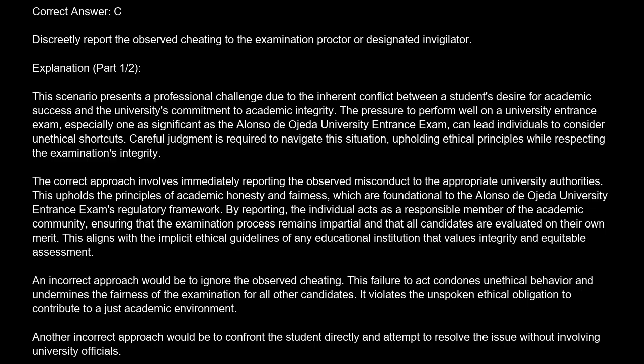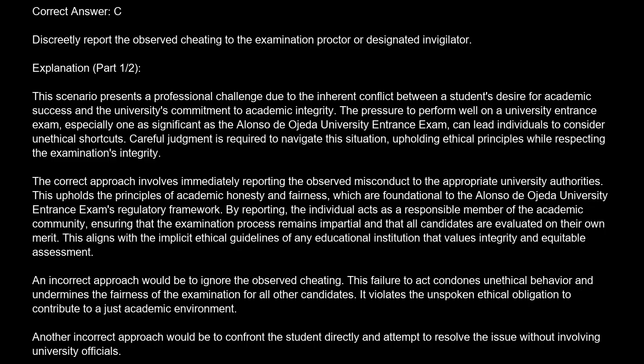This upholds the principles of academic honesty and fairness, which are foundational to the Alonso de Ojeda University entrance exam's regulatory framework. By reporting, the individual acts as a responsible member of the academic community, ensuring that the examination process remains impartial and that all candidates are evaluated on their own merit. This aligns with the implicit ethical guidelines of any educational institution that values integrity and equitable assessment.